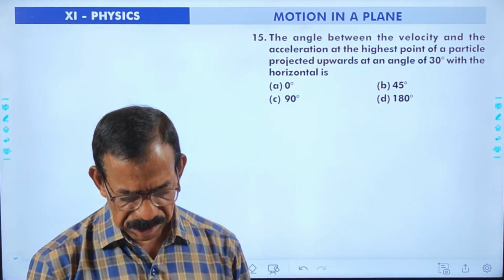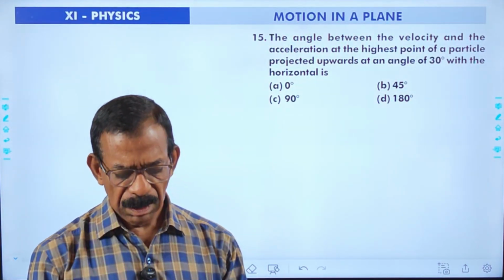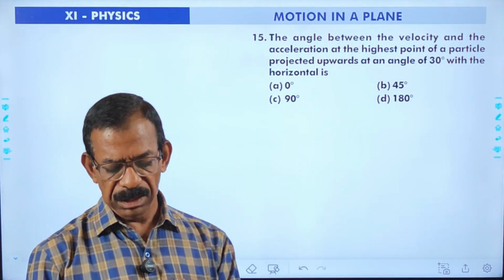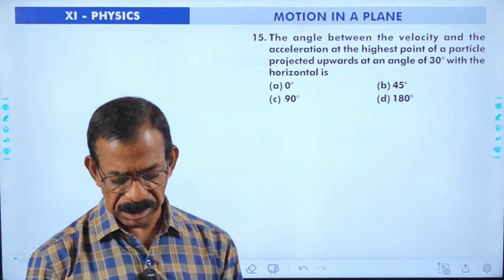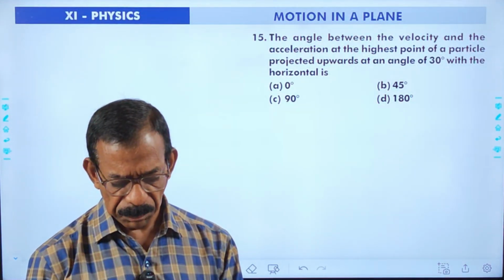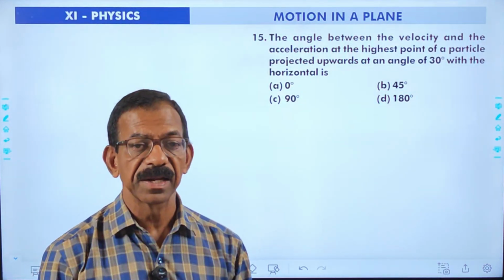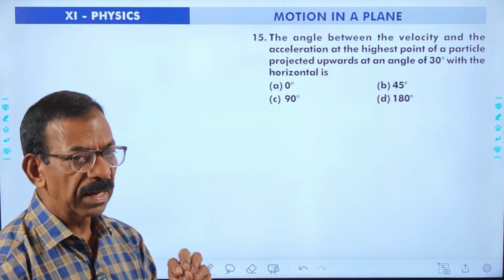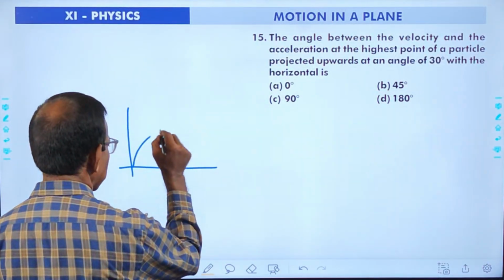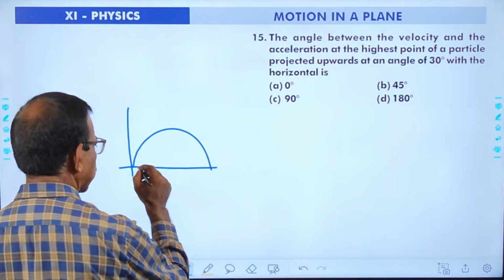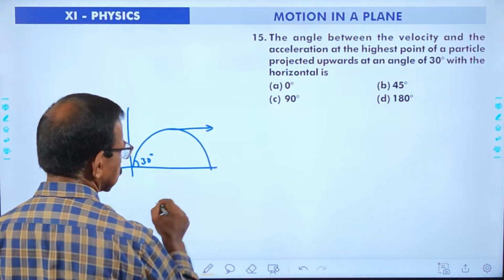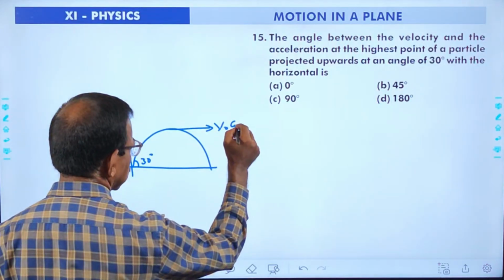Next is question number 15. A simple question related to projectile motion. The angle between the velocity and acceleration at the highest point of a particle projected upwards at an angle of 30 degree with the horizontal. It is simply the angle between velocity and acceleration. If it is projected like this, for any angle of projection, here 30 degree, the velocity is like this. The velocity is v0 cos theta.